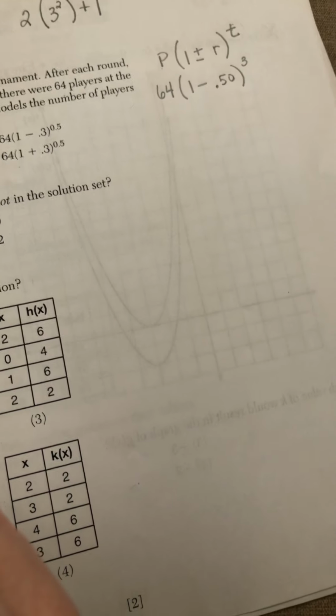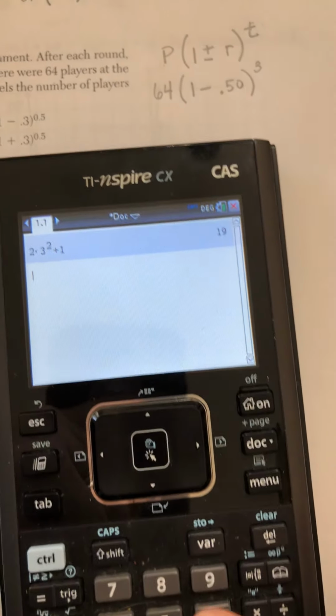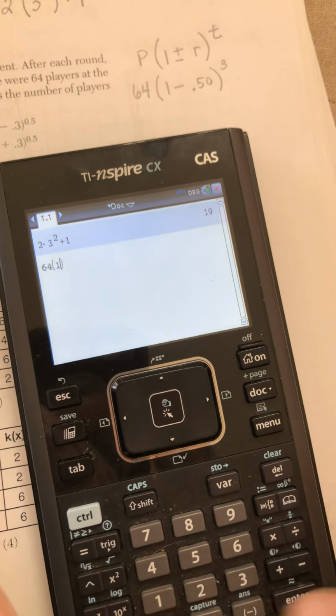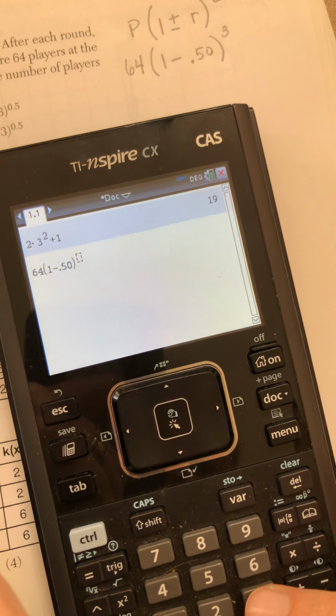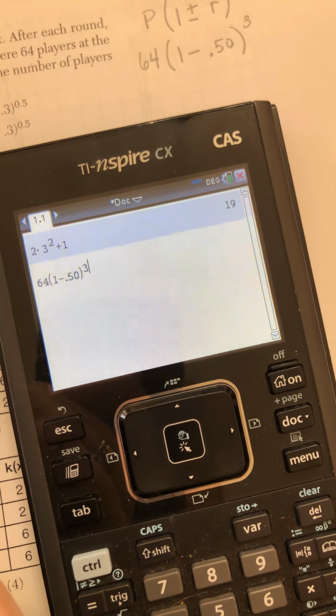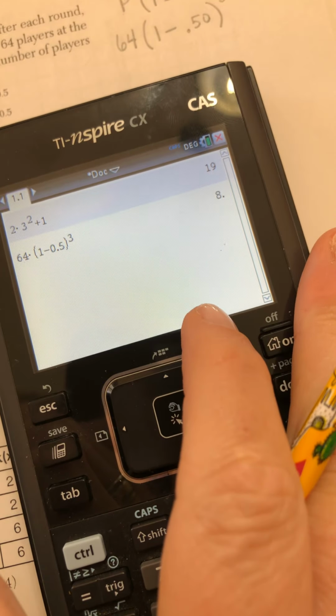Okay, now I've got all numbers. I'm going to go right to your calculator, and I'm going to type that in. 64 times 1 minus 50% for 3 rounds. And at the end of 3 rounds, you're going to be left with 8 players.